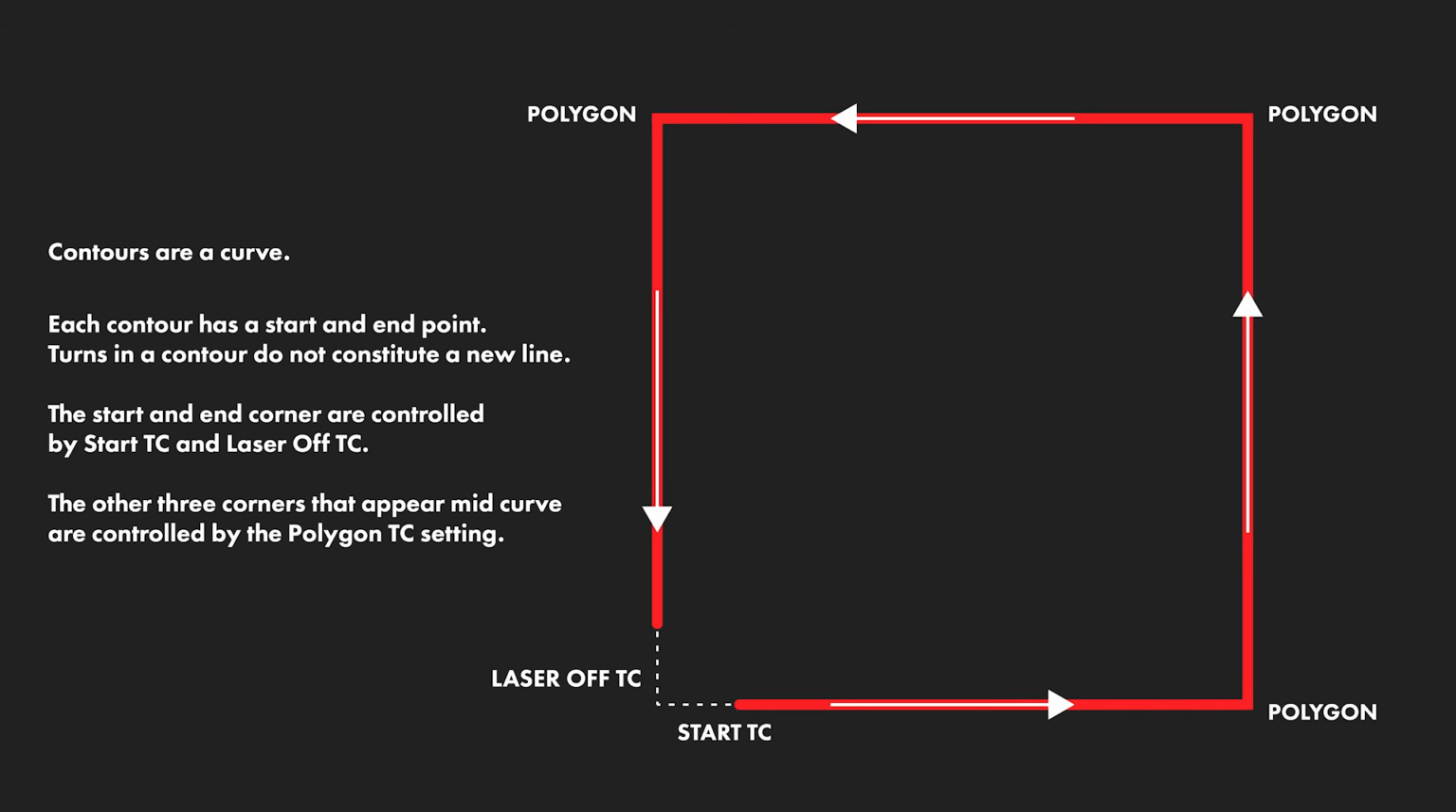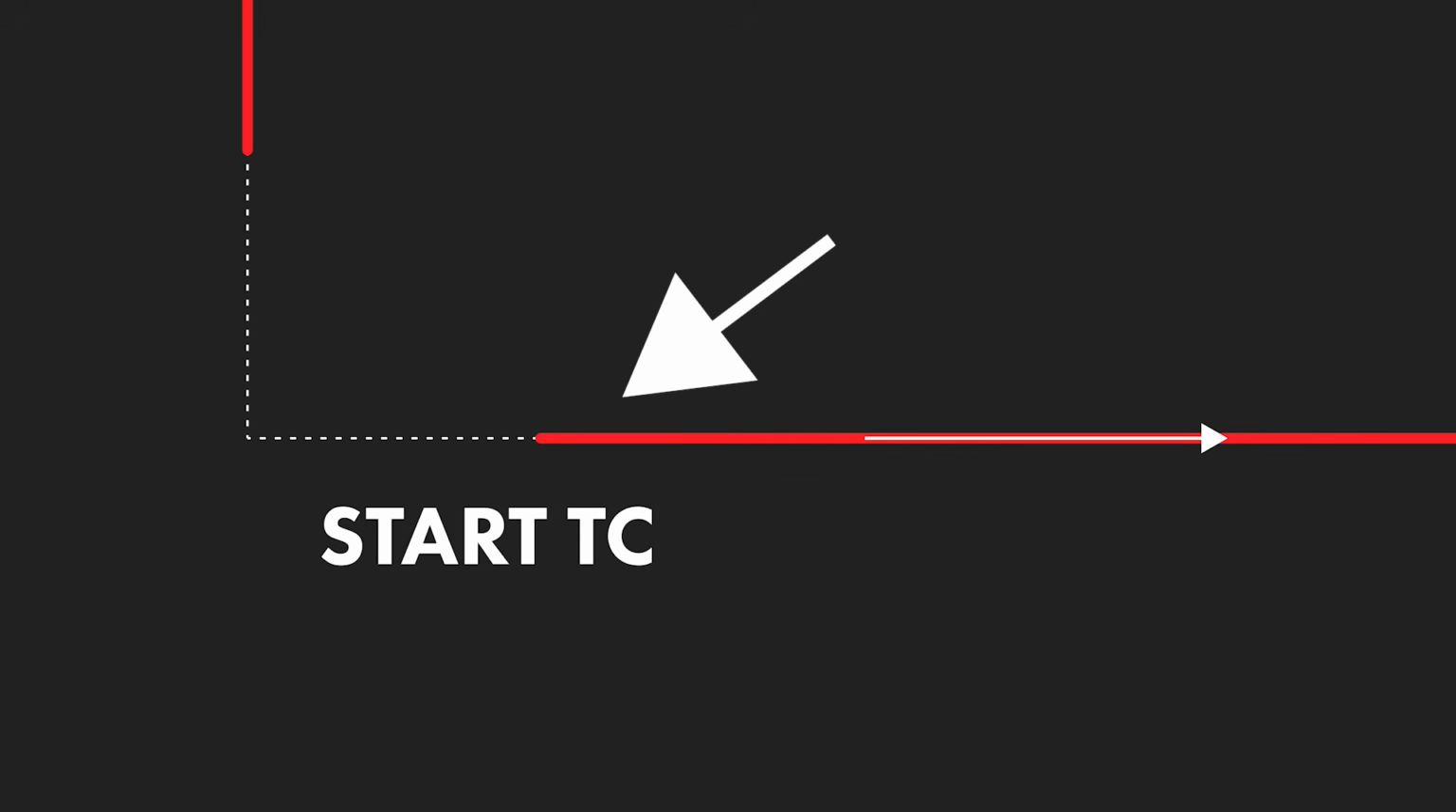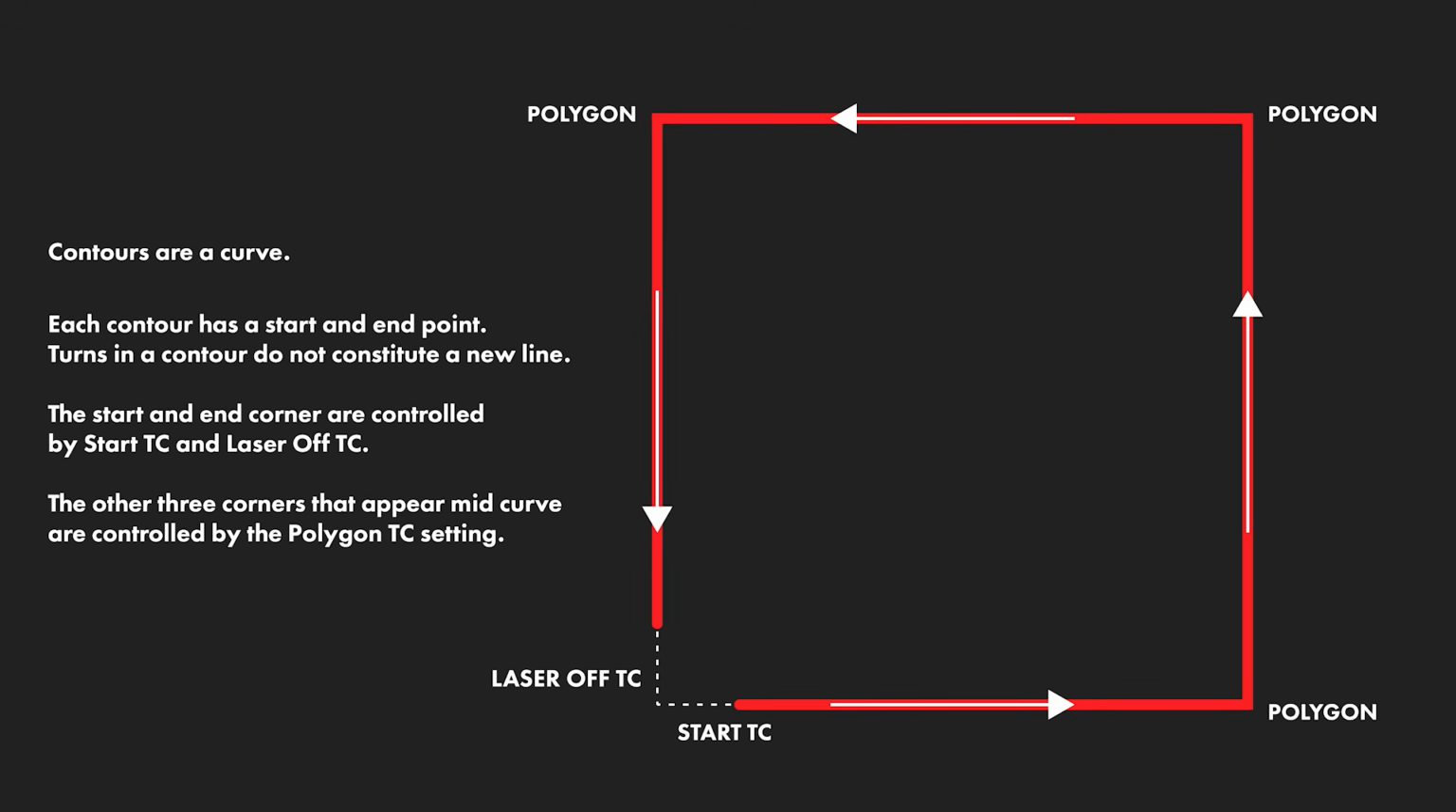If our delay is too high, the bottom edge of our contour will have a gap between the corner and the start of the line. If it's too slow, we'll see burn-in at the corner before the line begins. EzCAD sees the entire contour as one curve, so the other three corners are not affected by the start and laser off TC settings. Those are controlled by the Polygon setting, which we'll talk about in a few minutes.